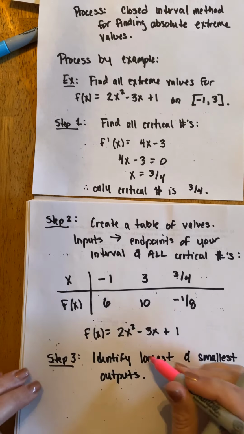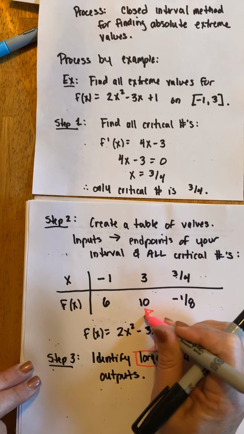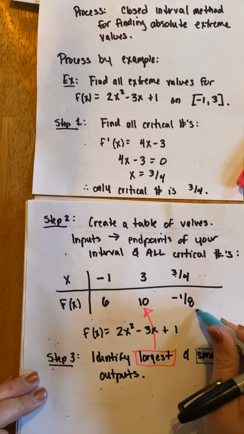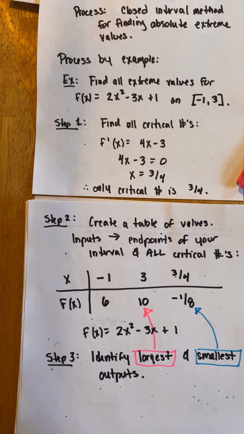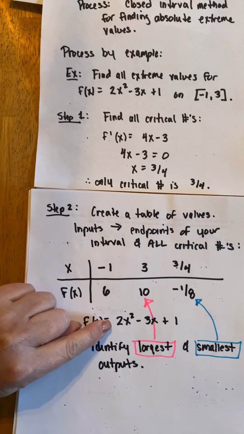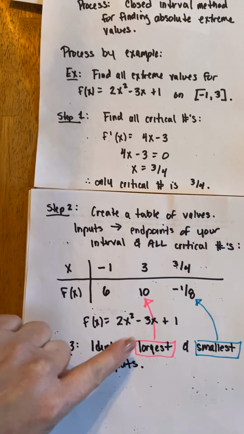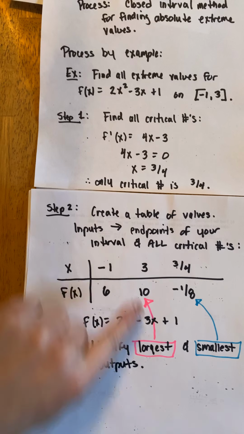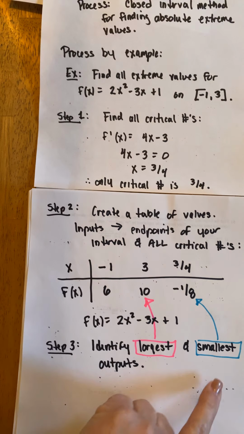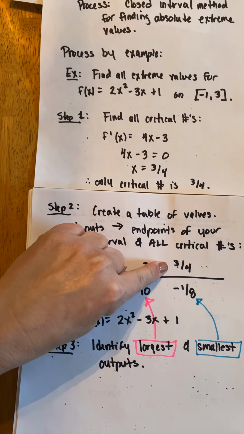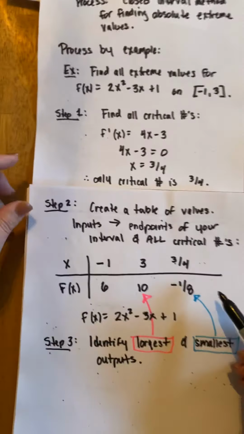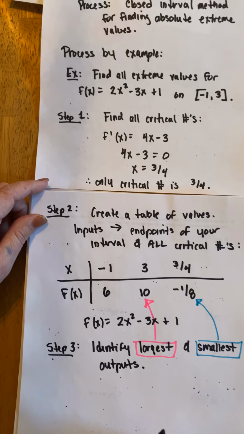So here, the largest output would be 10, and the smallest output would be -1/8. So therefore, that's our answer. This function, f of x equals 2x squared minus 3x plus 1, has an absolute maximum at the endpoint 3, and the maximum value is 10. It has an absolute minimum at the critical number 3/4, and the absolute minimum value is -1/8.